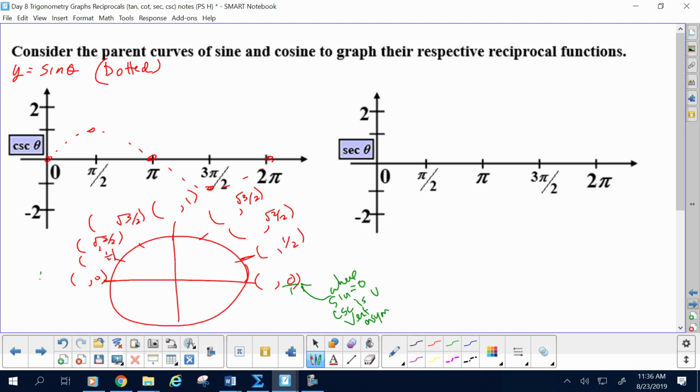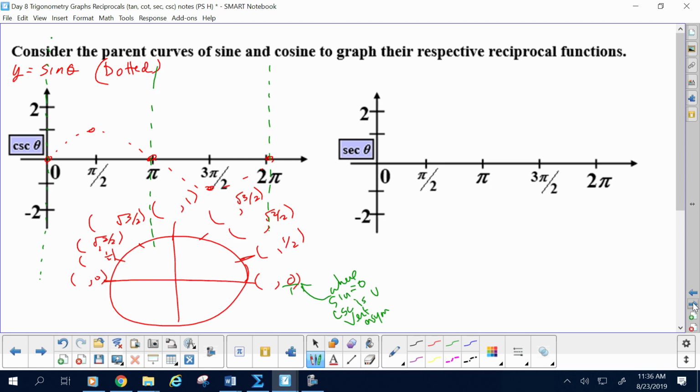So here, I'm going to have a vertical asymptote. And where else will I have a vertical asymptote? Where else graphically is sine 0? Everywhere that sine crosses. So I'm going to have vertical asymptotes everywhere sine is 0. I can't get a cosecant point there because those are zeros in the denominator. All right.